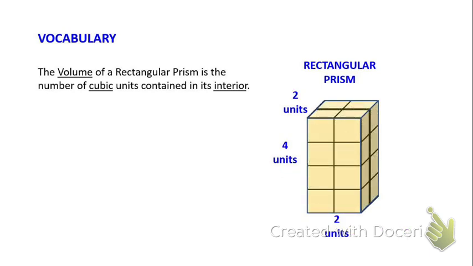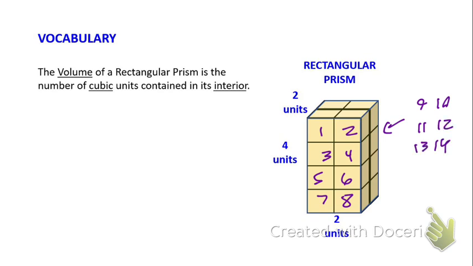What we had been talking about before was on the outside. Now if you notice, there's 1, 2, 3, 4, 5, 6, 7, 8 cubes on this side. And guess what's on that backside? Exact same number. So on the backside, you would have 9, 10, 11, 12, 13, 14, 15, 16 cubic units.